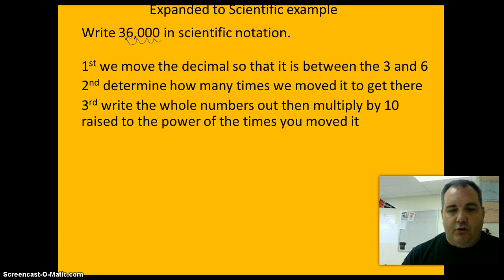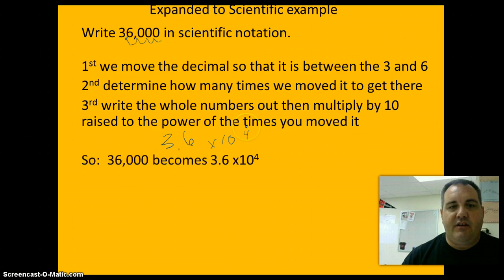From there, write out the whole numbers. So in this case, we have 3.6. And then we're going to multiply it times 10 raised to how many times it took us to move it. Well, if you remember, it took 4. So we'll write 4. So you can see it better, there it is typed out. So 36,000 becomes 3.6 times 10 to the 4th.